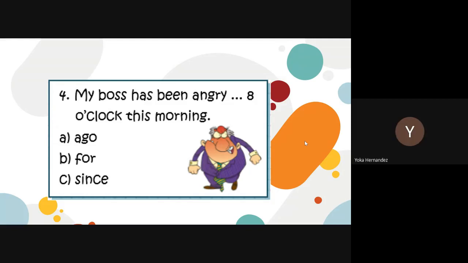Since. Very good. It was since porque estamos hablando de 1 hora, ¿cierto? A las 8 de la mañana. Desde las 8 de la mañana. Entonces, mi jefe ha estado enojado desde las 8 de la mañana esta mañana. This morning. Perfect.